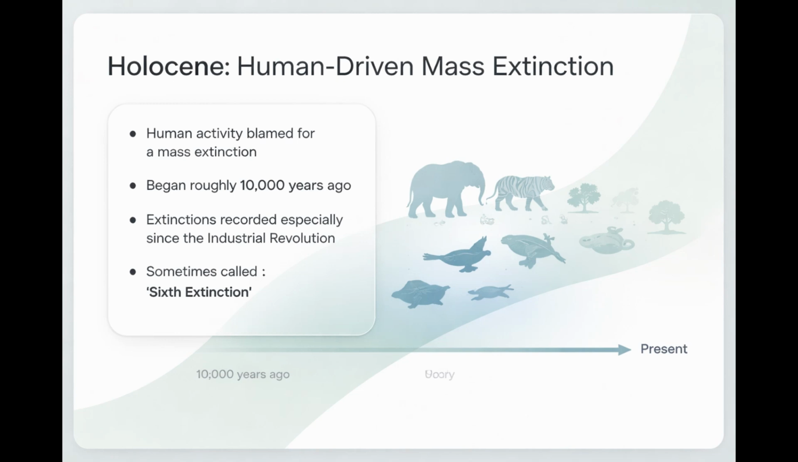Human activity is blamed for a mass extinction that began roughly 10,000 years ago. It notes that the species becoming extinct have only been recorded since the Industrial Revolution, which makes sense. Record-keeping and scientific monitoring expand dramatically in that period. This ongoing biodiversity loss is sometimes referred to as the sixth extinction, connecting today's changes to the pattern of past mass extinctions in Earth history.